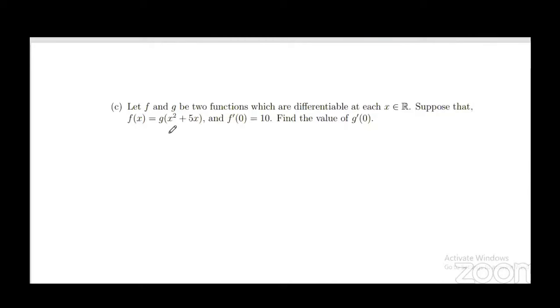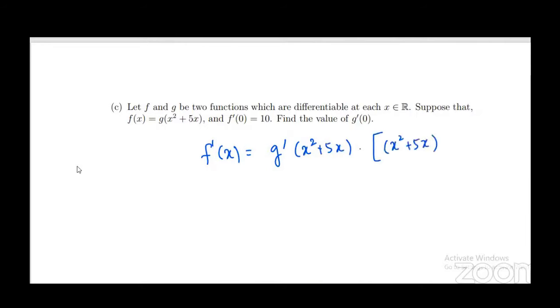Okay. So f of x is g of x squared plus 5x. So what is f dash of x? Can someone tell me? f dash of x is g dash of (x squared plus 5x) into (2x plus 5). Yeah, exactly. So you need to do g dash at that point, and then you need to differentiate what is inside, like x squared plus 5x needs to be differentiated. So this is basically f dash of g of x into g dash of x.